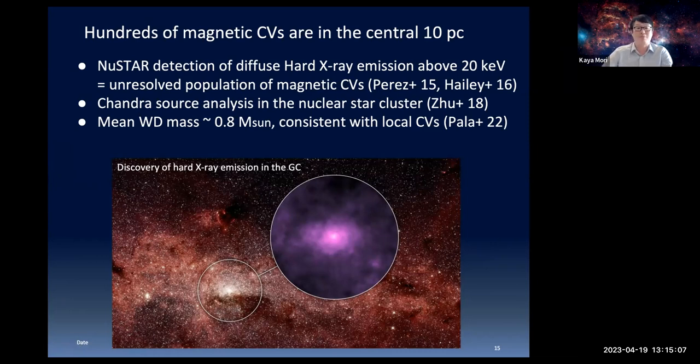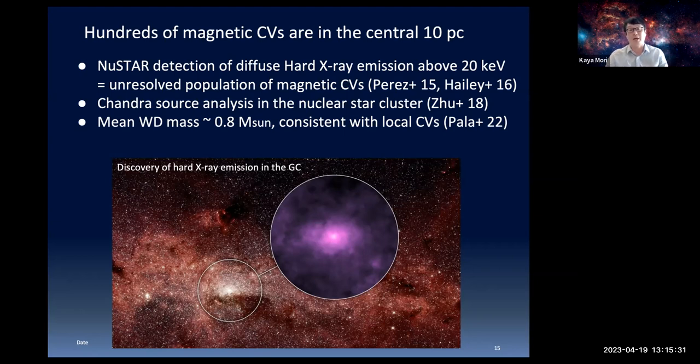At that time, we were scratching our heads. What could it be? Then we did some studies, actually looking at the Chandra data and the XMM data from the same region, and it's most likely to be an unresolved population of magnetic CVs. We had a follow-up paper, Hailey et al., back in 2016. And more recently, the Zhu et al. paper studied the Chandra sources within the same region.